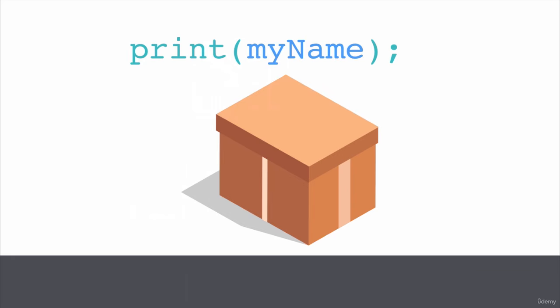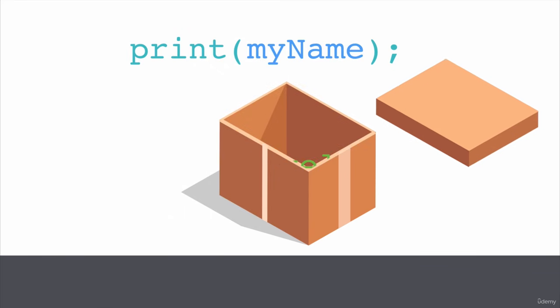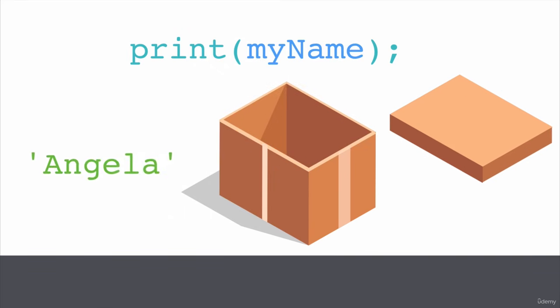I would use the print function, and inside the parentheses, I would tell it what I want to print. And in this case, it's not actually the words, my name, that will be printed. It's the value of that variable. So by running this line of code, the computer is going to pick up that box that's labeled my name from the shelf. It's going to open it up, see what's inside, and it's going to put that into the console. And in reality, what you'll see is the output from Flutter saying the words Angela.